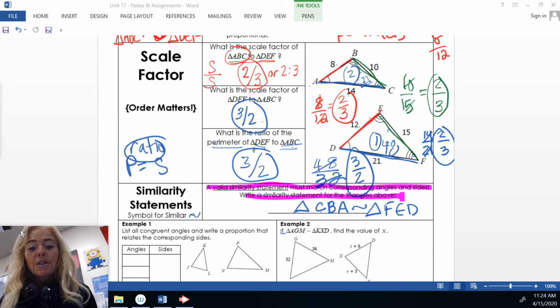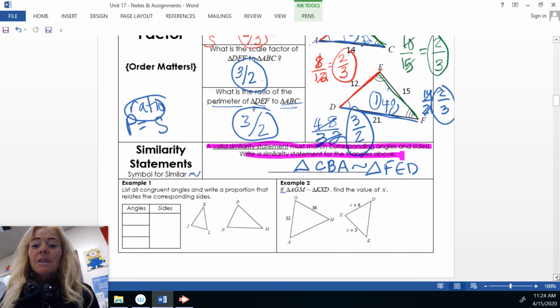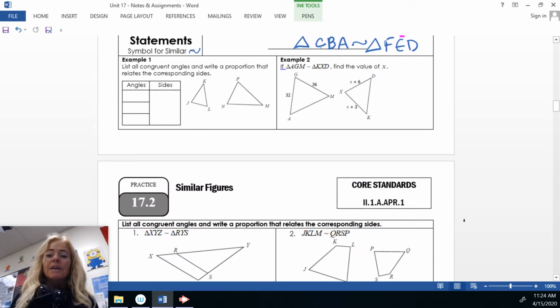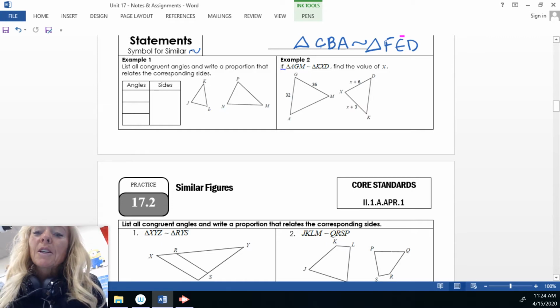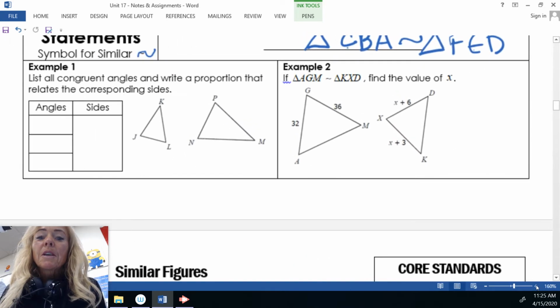We were just getting to the examples near the bottom of the page, so we will start there. You'll see the first one, example 1, states that we are to list all congruent angles and write a proportion that relates the corresponding sides. So with that, you have the two triangles here, JKL and PNM, and those are similar triangles.